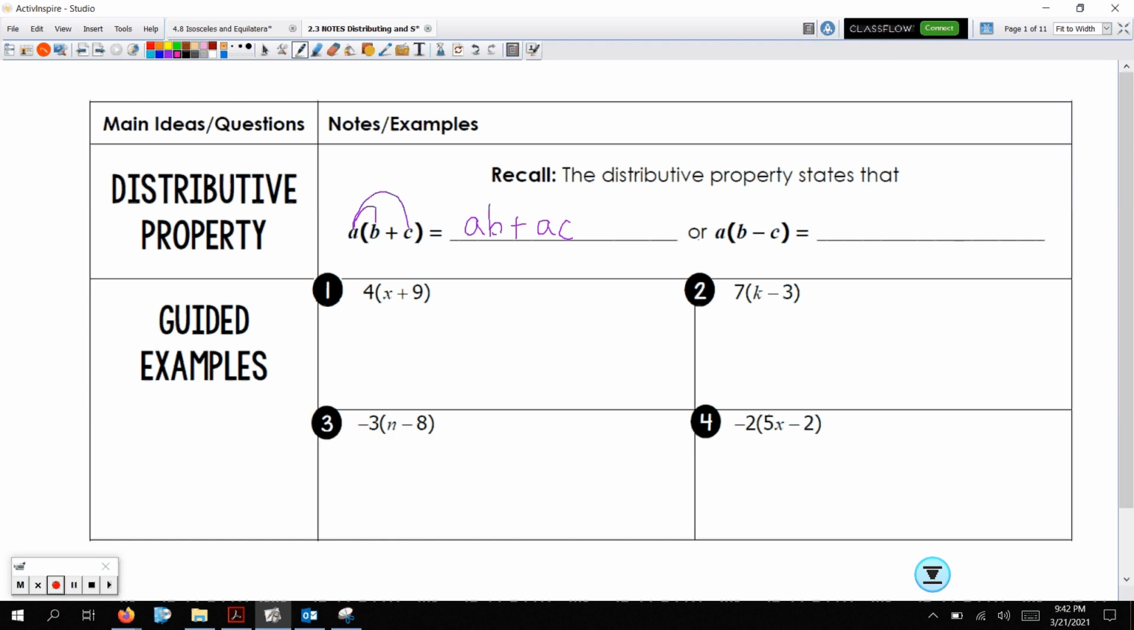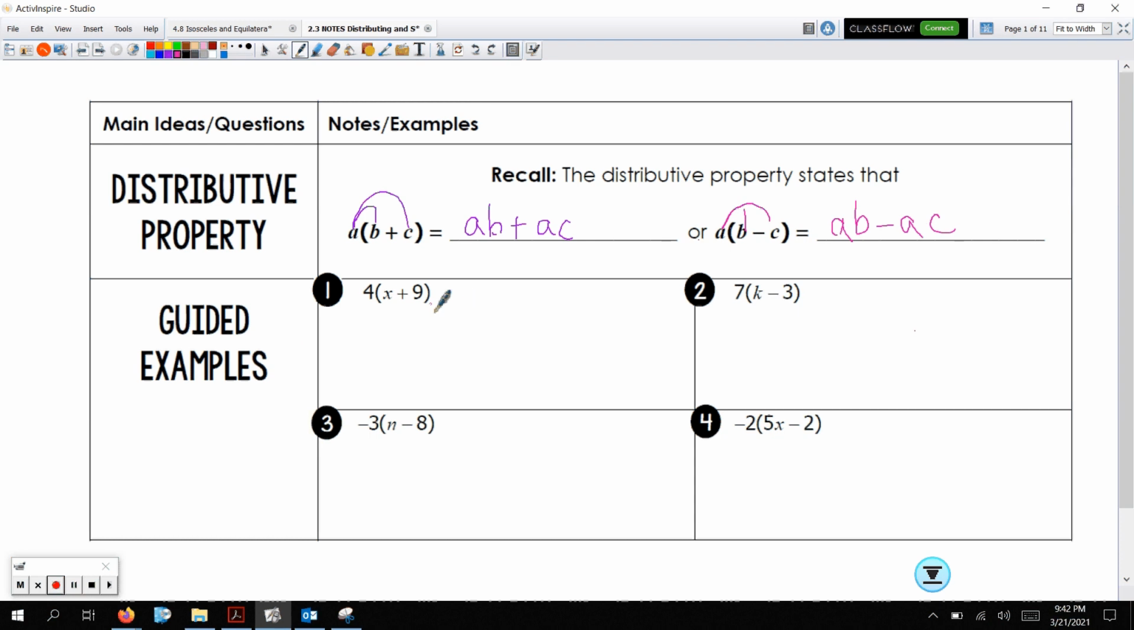In my second example, it says A times B minus C. So A times B gives me AB. Then A times negative C gives me negative AC. All right, that's how we do it, okay?